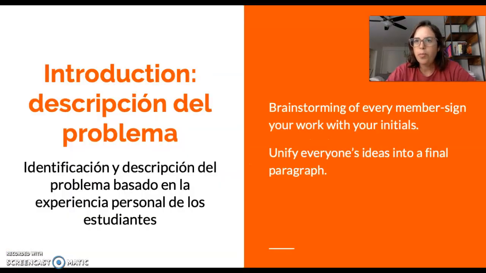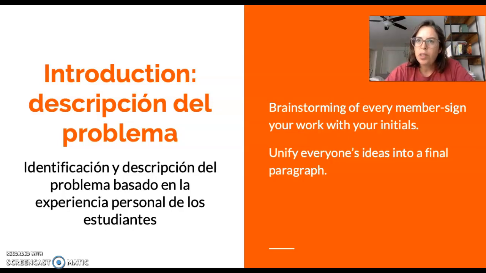We saw there were different parts because a proposal has to have different parts, right? It was an introduction that you worked on yesterday, which is the description of the problem. ¿Sí? Identificación y descripción del problema basado en las experiencias personales de los estudiantes. So I said first, I want you to brainstorm, each member based on their own personal experience, and identify the problem and describe what the problem is.